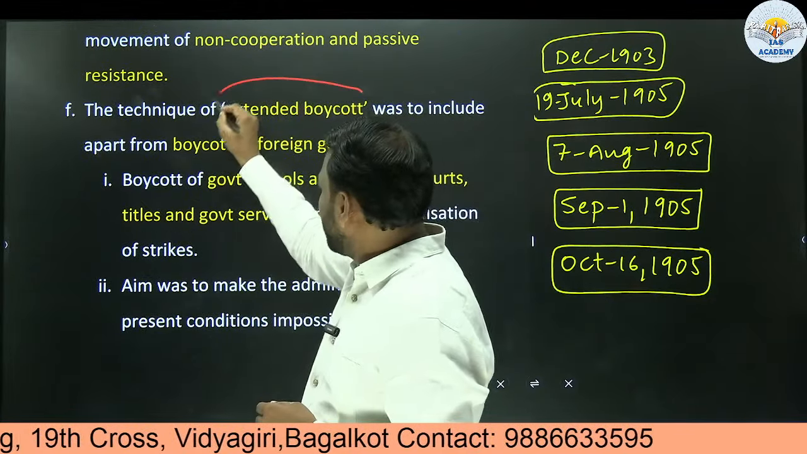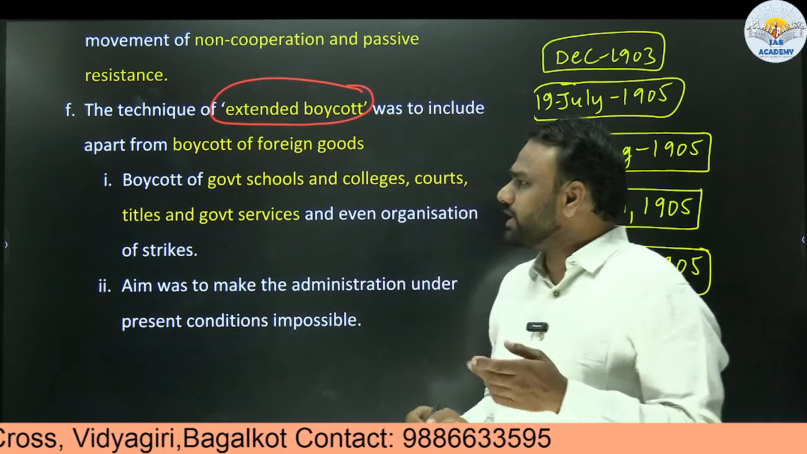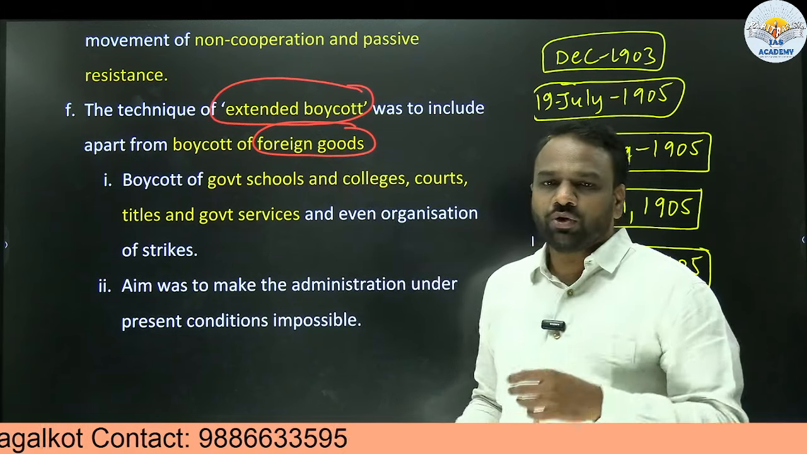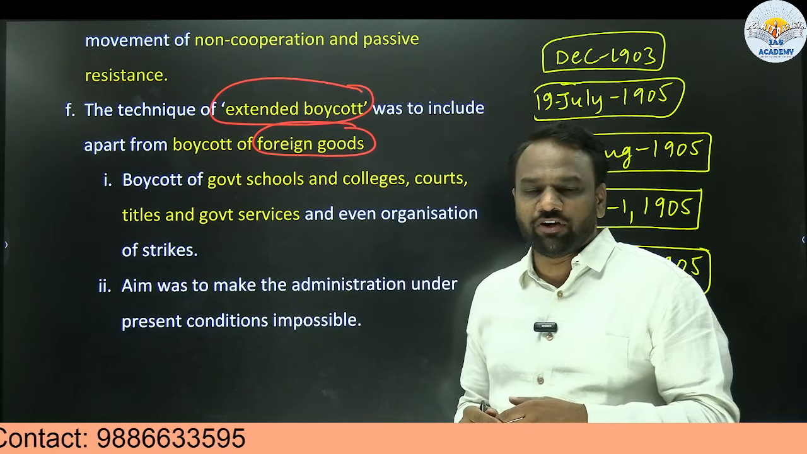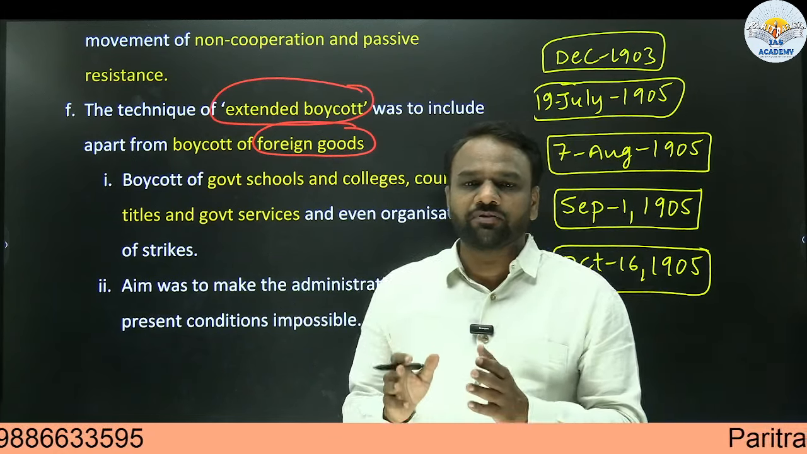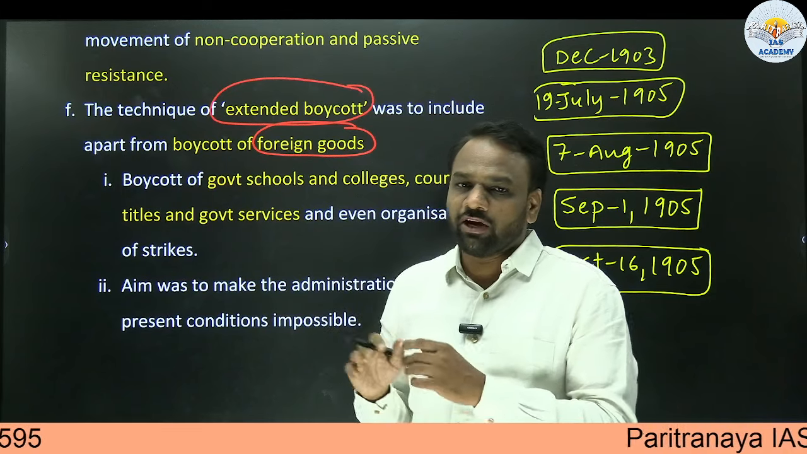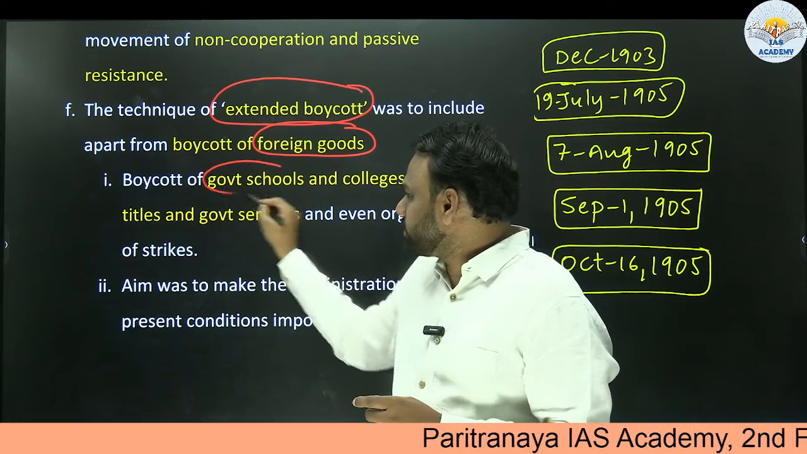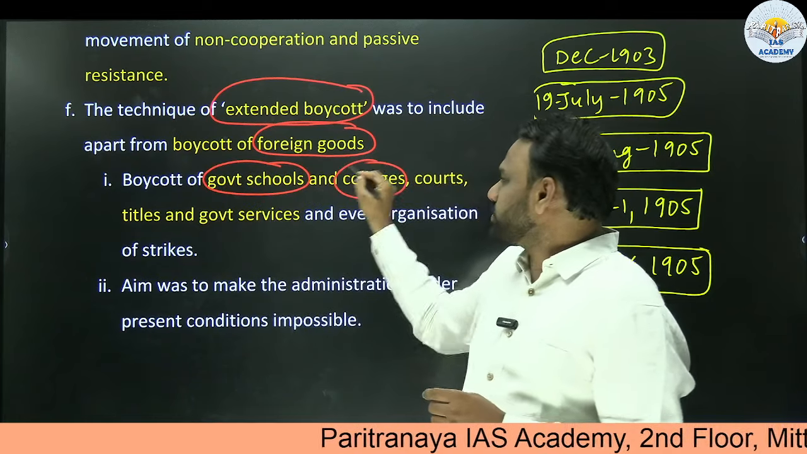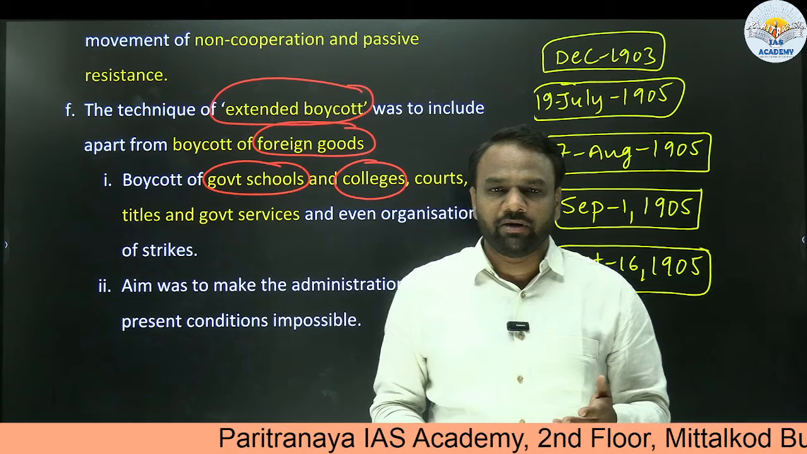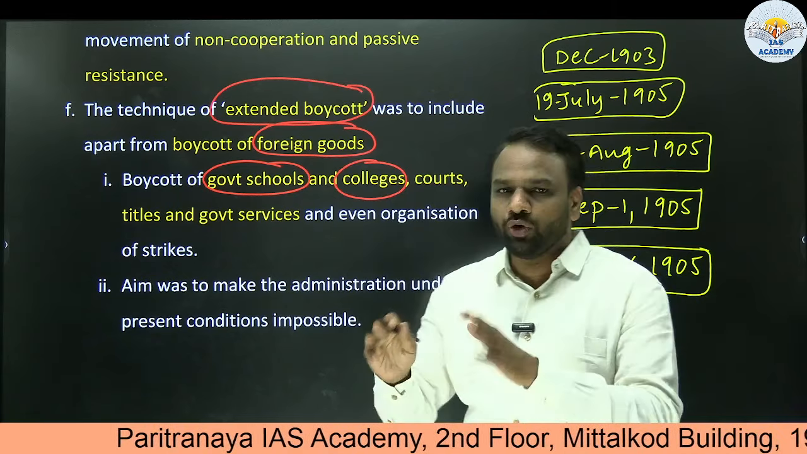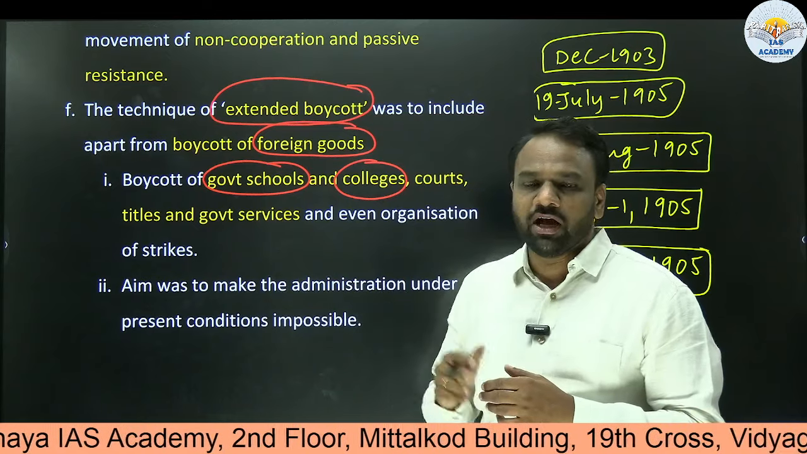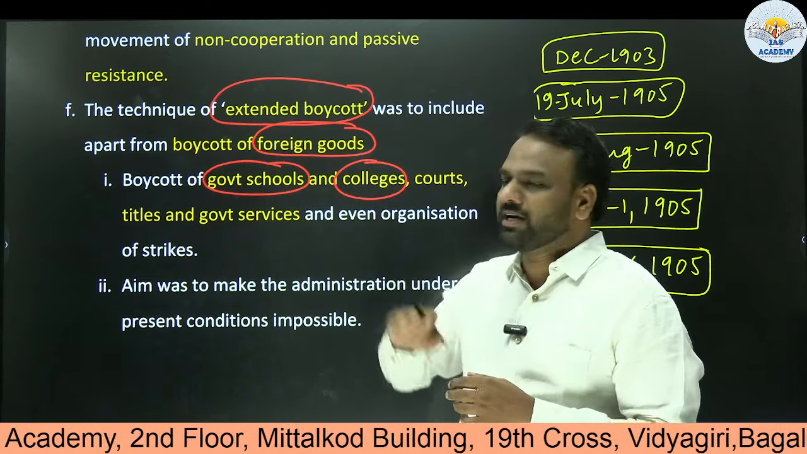What was it, the extended boycott? Already we know about the boycott of foreign goods. We should no longer purchase foreign manufactured goods. We should only purchase the products which have been manufactured in India. So this was one kind of boycott. But the extended boycott involved boycotting government schools and colleges, because they were started by the British government. Indians should not go to government schools or British-started colleges. This was another kind of boycott, called the extended boycott.